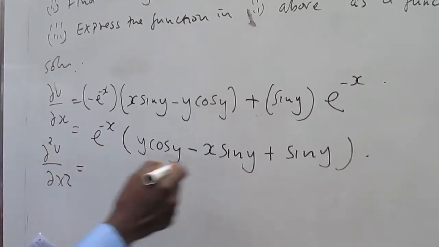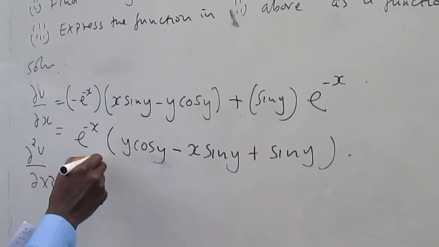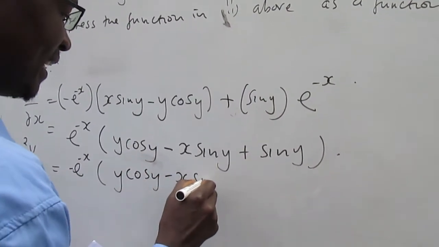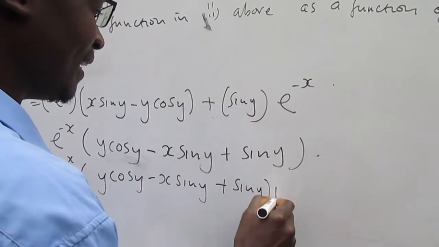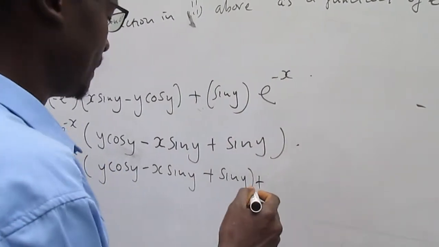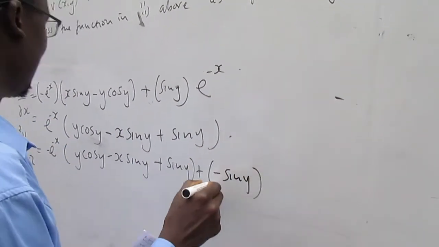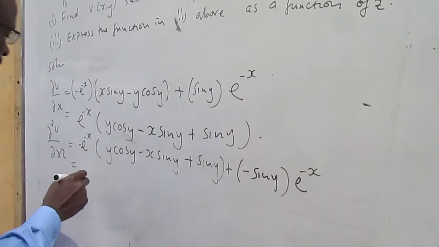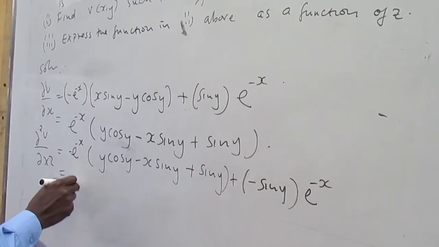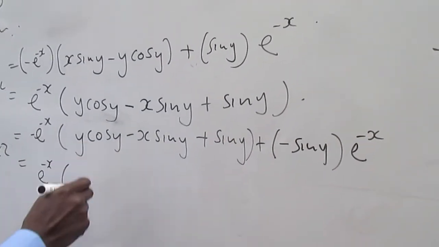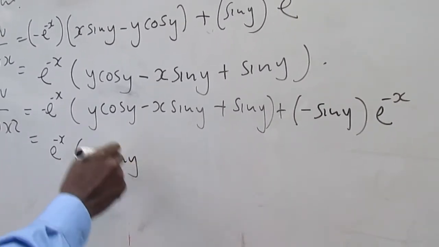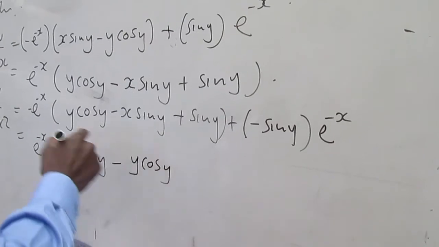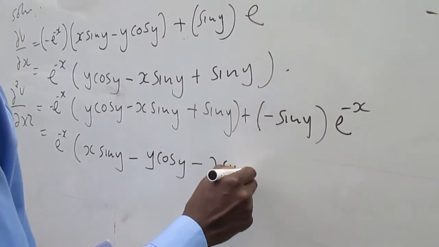When you do this a second time, again by product rule, the derivative of the first part is negative e to the negative x. Then we'll have y cosine y minus x sine y plus sine y. And then the derivative of the second part of the function is negative sine y, and then we multiply by the first part of the function, which is e to the negative x. If we write this nicely, we'll get e to the negative x into x sine y minus y cosine y minus twice sine y.